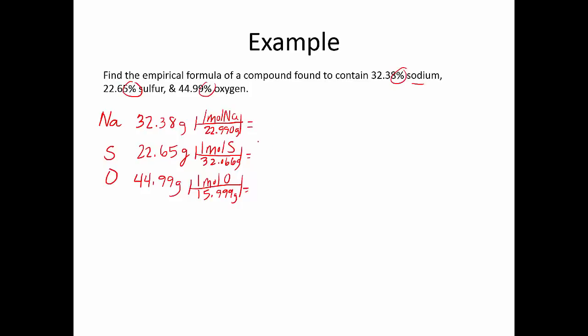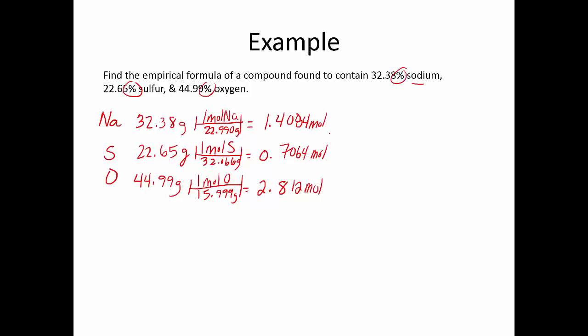Okay, now pick up your calculator. 32.38 divided by 22.490, 0.4084 moles. Okay, 22.65 divided by 32.066, 0.7064 moles. And then 44.99 divided by 15.99, you get 2.812 moles. Okay, again, not whole numbers.